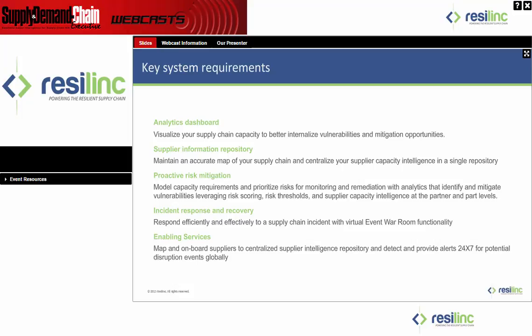Also look for enabling services that include global 24/7 event monitoring services. The best systems monitor events worldwide in multiple languages. They also monitor social media, where as we all know a lot of the breaking events are reported first.